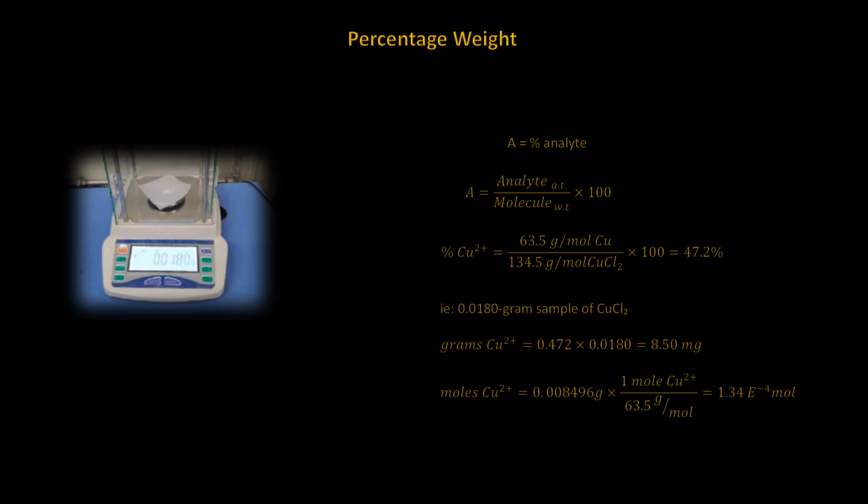Now, why is this calculation important? Well, if you wanted to create a solution of copper 2 chloride, you would need to know the mole weight of the copper that would be in solution. 8.50 milligrams equates to 0.008496, which is rounded off to 0.00850, divided by the 63.5 grams per mole of copper, which would give us 1.34 times 10 to the fourth moles of copper 2 ion. From that figure, the molarity of your solution can be calculated.